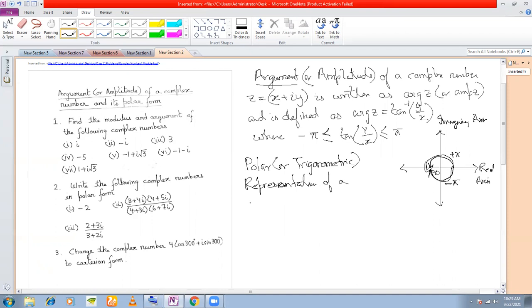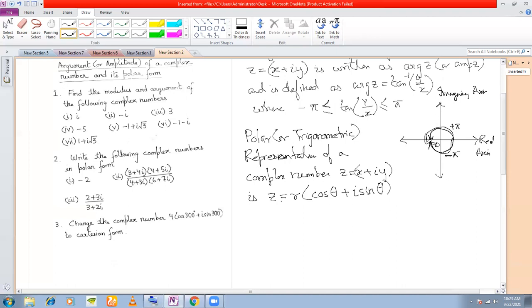Polar or trigonometric representation of a complex number z is equal to x plus iy is z is equal to r cos theta plus i sin theta. Now what is theta and what is r? Where r is the modulus of z, okay, and theta is the argument of z.